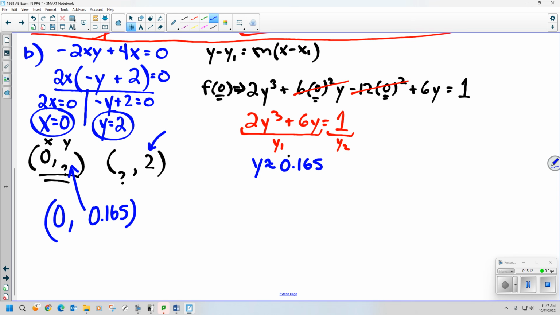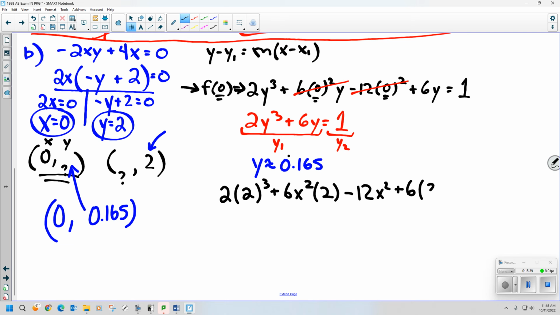Now guess what? I got to do the same thing, but this time I'm going to put a 2 in for y. Oh my goodness. All right? Yeah, a lot of writing, like I said. Going to use the same thing, except I don't have an x. I have the y as 2. So I've got 2 cubed. Plus 6x squared y, which is 2. Minus 12x squared.